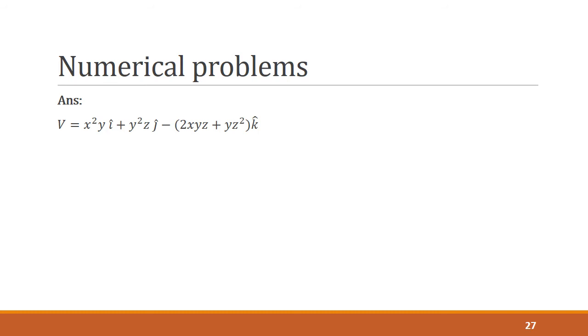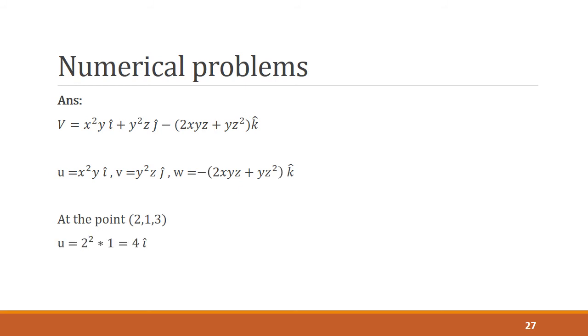So this is the value of velocity. U is x squared y, v is y squared z, and w is minus of (2xyz plus yz squared). So at the point (2, 1, 3), we will obtain u equal to x squared y, that is 2 squared into 1, which is 4. V is equal to y squared z, 1 squared into 3, which is 3. And w is equal to minus of (2xyz plus yz squared), which on substitution we get as minus 21.